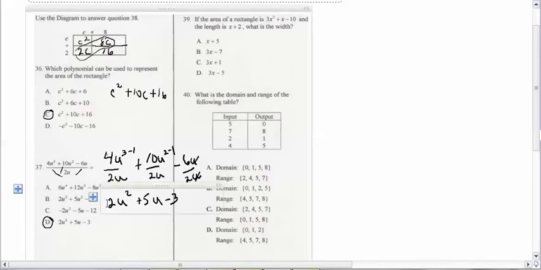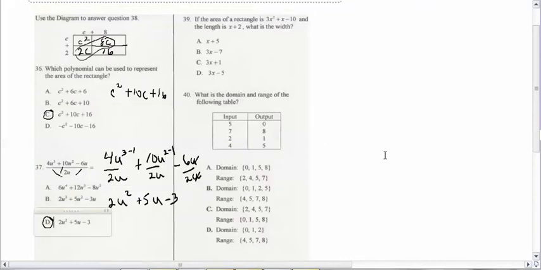Okay, last two. We're almost done. Okay, so now, if the area of a rectangle is 3x squared plus x minus 10, and the length is x plus 2, what's the width? Okay, so this is what it's asking you. It's telling you, this is the kind of information they gave us. 3x squared plus x minus 10, and one of the parts of the rectangle is this. We want to know what is this one over here.